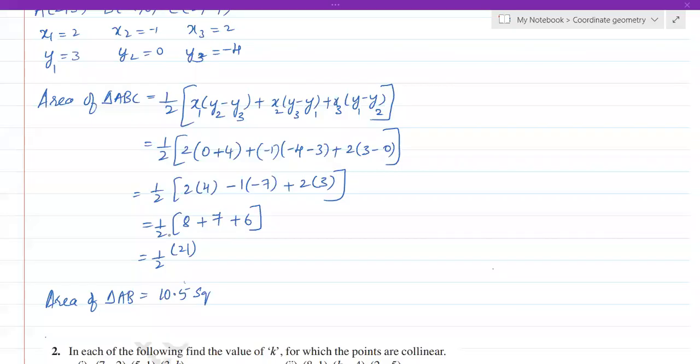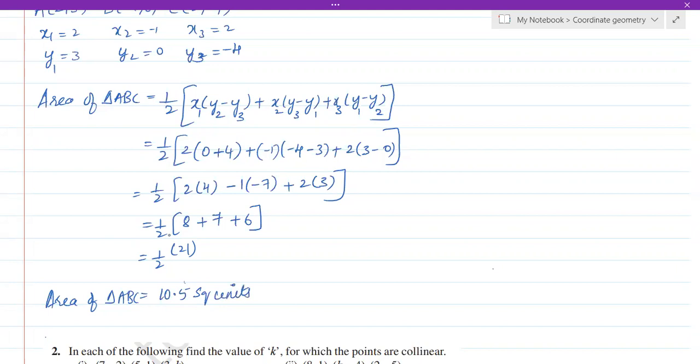Okay, let me repeat it again. So we are finding the area of the triangle ABC. I have written the formula for area of the triangle: half into x1 (y2 minus y3) plus x2 (y3 minus y1) plus x3 (y1 minus y2). We know how to write the formula. I have substituted the values. We have got area as half of 21. Half of 21 is 10.5. Therefore, area of triangle ABC is 10.5 square units.